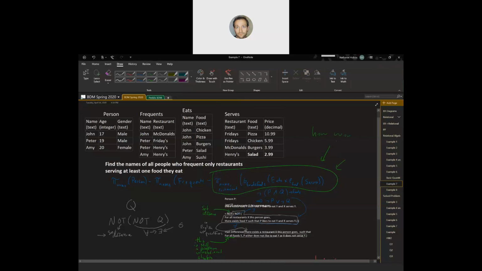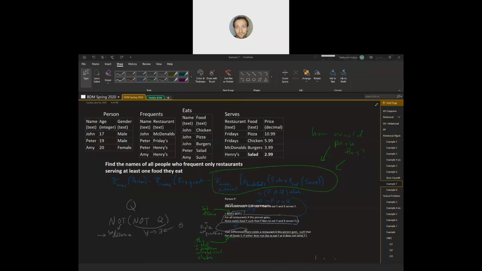How would you phrase this in English? What is this portion doing? This portion of the query. Is that showing the foods that people eat and the restaurants that serve them?